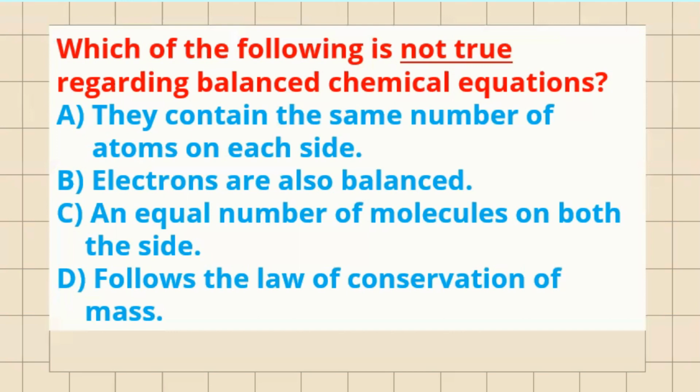Therefore, A, they contain the same number of atoms on each side. This is correct. This is true. B, electrons are also balanced. This is correct. C, unequal number of molecules on both sides, may not be correct. D, follows the law of conservation of mass. This is correct. The answer is C. Okay.